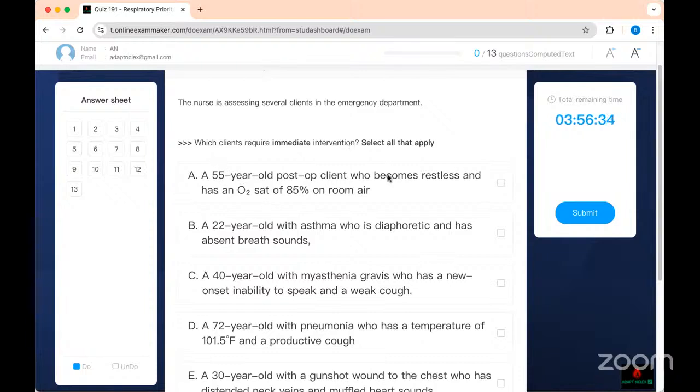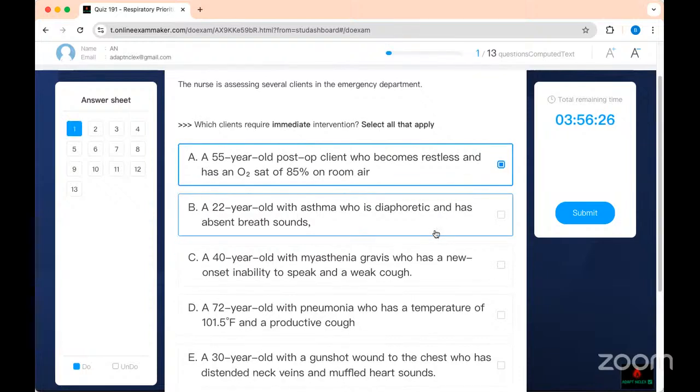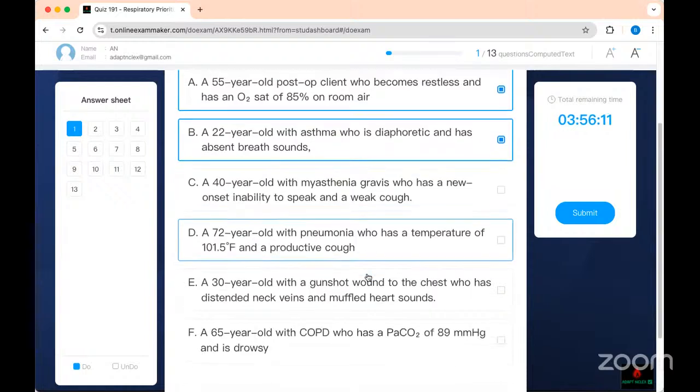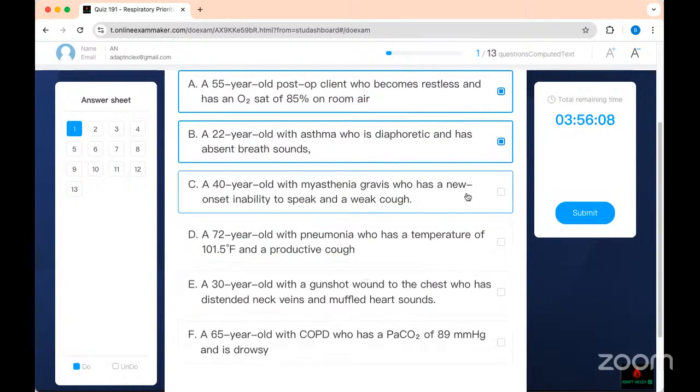A 55-year-old who just had surgery and is restless and whose saturation is 85 probably has a pulmonary embolism. This is bad. A 22-year-old asthma patient who is diaphoretic, sweaty, and has absent breath sounds. Absent breath sounds means a totally silent chest. This is a problem. The 40-year-old with myasthenia gravis who has a new onset inability to speak and weak cough. Most neurological problems, if they can't speak, dysarthria, speech issues and swallowing problems, that's an airway problem.